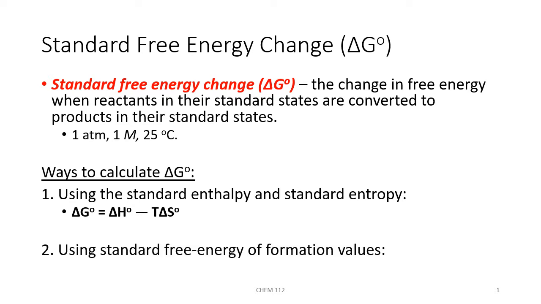The other way is that we can calculate delta G directly by using standard free energy of formation values. Delta G will equal the sum of the standard free energy of formation of the products minus the sum of the standard free energy of formation of the reactants, much like we calculated delta H and delta S previously.